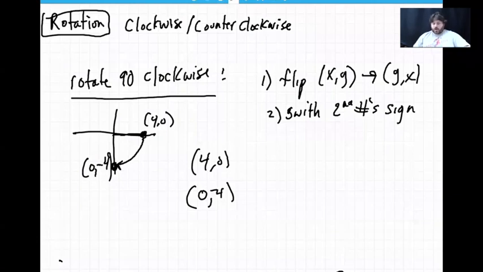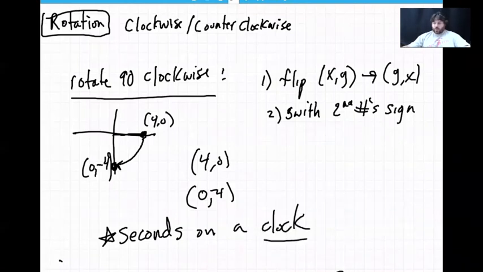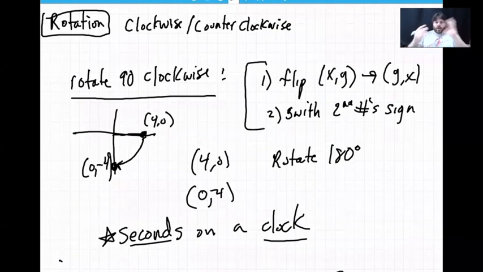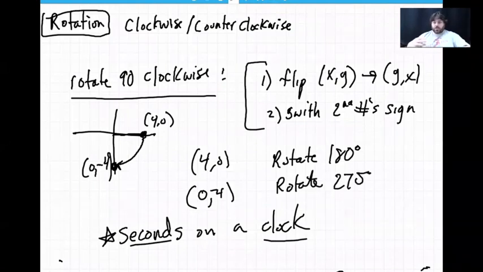Okay? So here's how I remember this. A clock has a second hand. The seconds on a clock, right? So clockwise, you flip the sign of the second number. After you flip them, you switch the sign of the second number. On a clock, you have a second hand. That's how I remember that. Seconds on a clock. Okay, now look, if you rotate 180 degrees, all you do is you do this thing twice. You do it once, and you do it again. If you do it 3 times, you will have rotated 270 degrees. So you just do it 1, 2, 3 times.